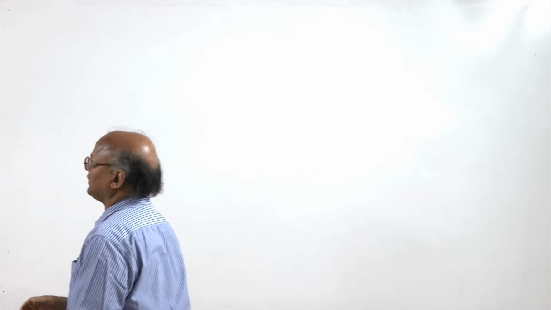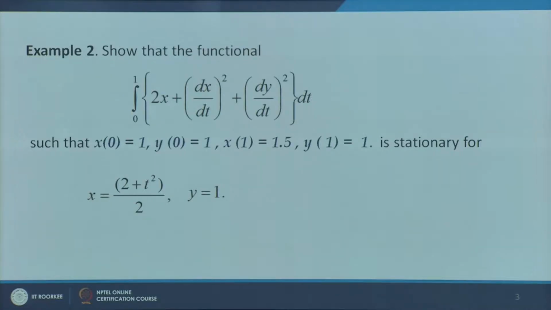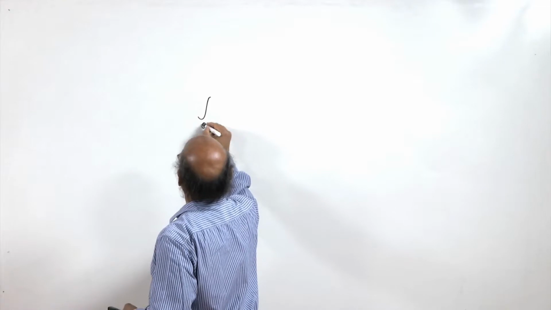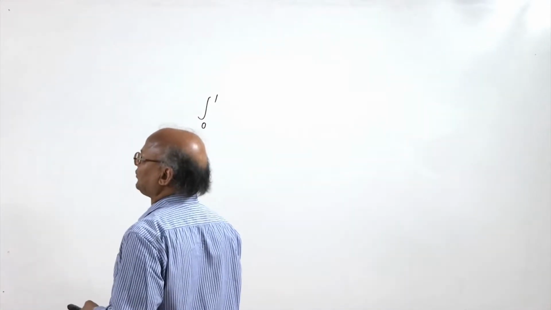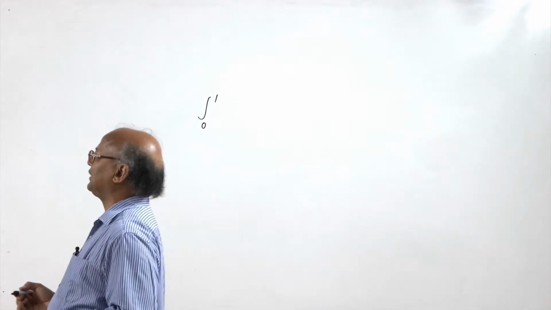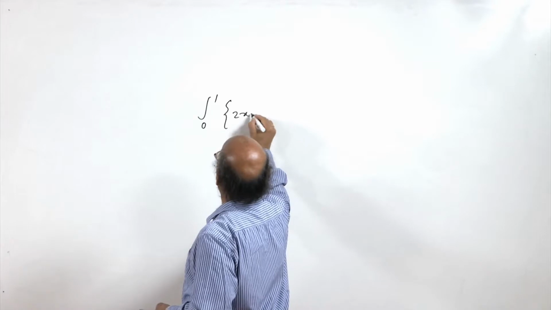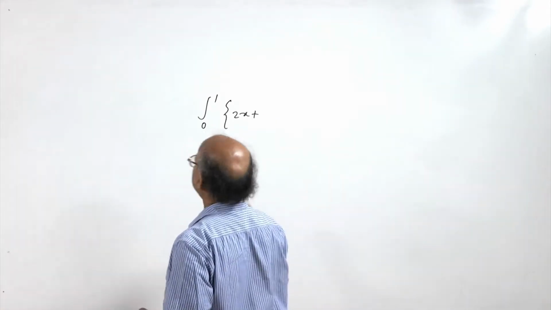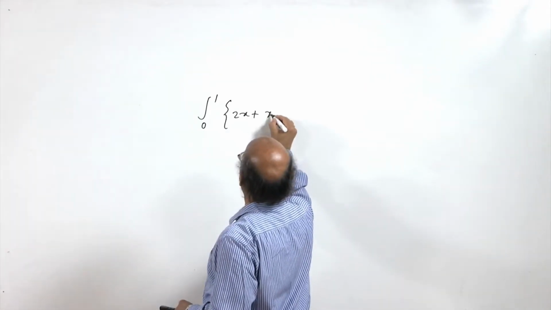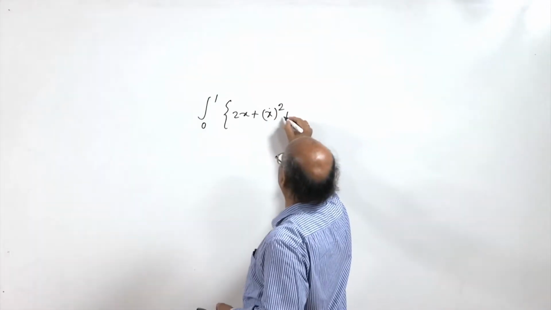So this time we are given the functional where x1 is 0, x2 is 0, the limits of integration are 0 and 1, and we have two dependent variables x and y which depend on a single independent variable which is t. So we have (x dot)^2 plus (y dot)^2.